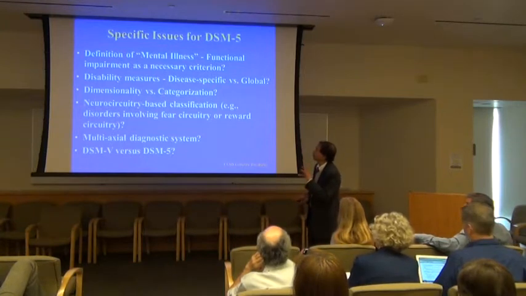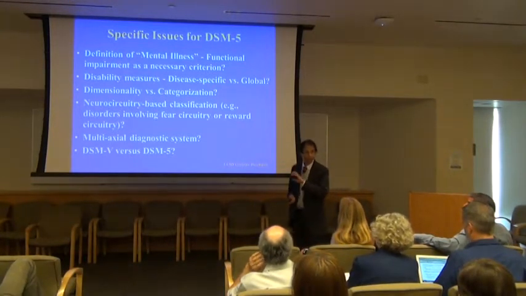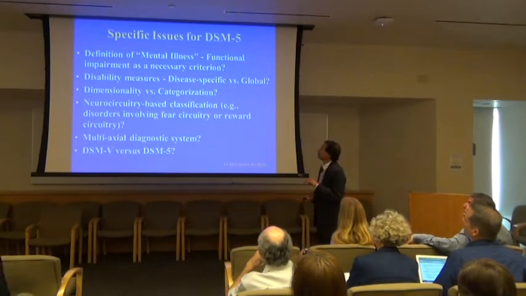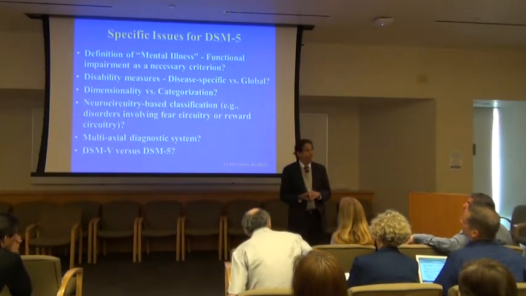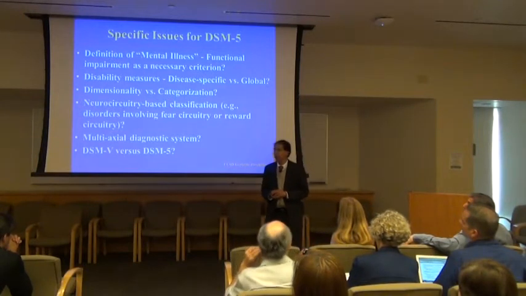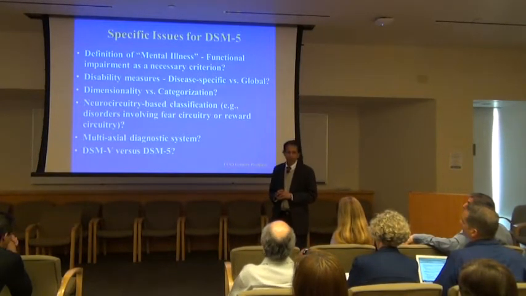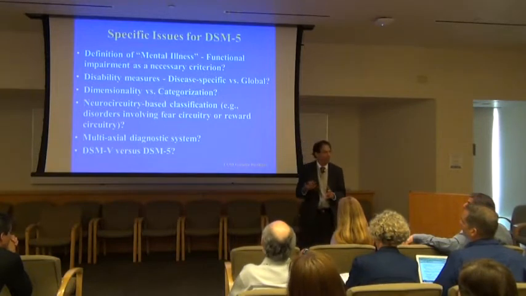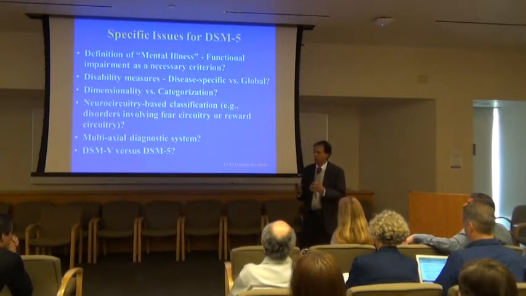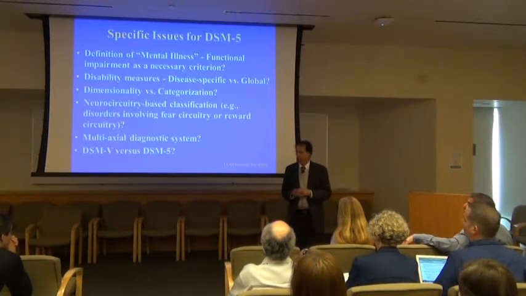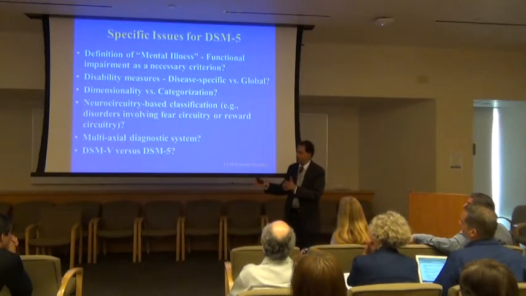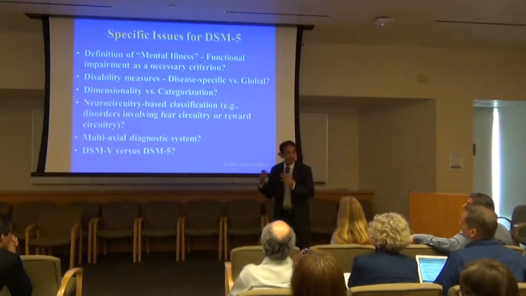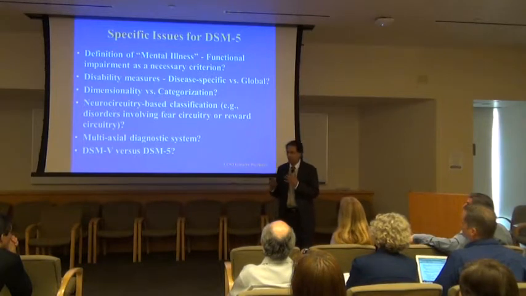So we decided that functional impairment should be a necessary criterion. So that means we look at the disability. So should there be a disability measure? In the DSM-4, we have the GAF, the Global Assessment of Functioning. Excellent idea. The problem was almost every clinician gave every patient between 40 and 50, because otherwise the patient won't get reimbursed for the care. So it really stopped being useful.